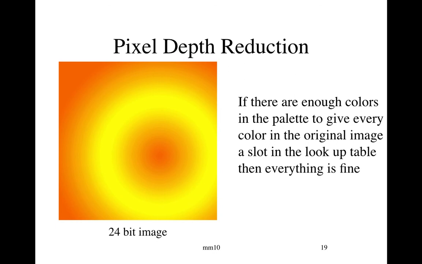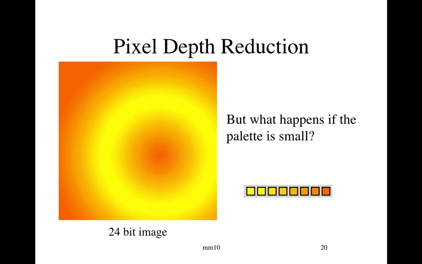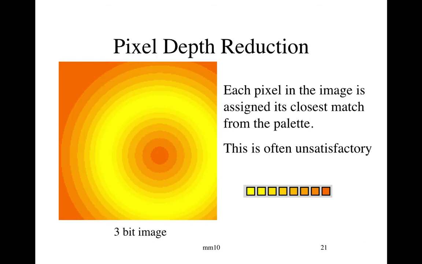If the image has so few colors that the number of colors is smaller than the size of the palette, then every pixel in the image will get its own slot in the palette. But if the number of colors is small, then you get this banding. And that's unsatisfactory. So dithering is a technique we use to alleviate that problem.